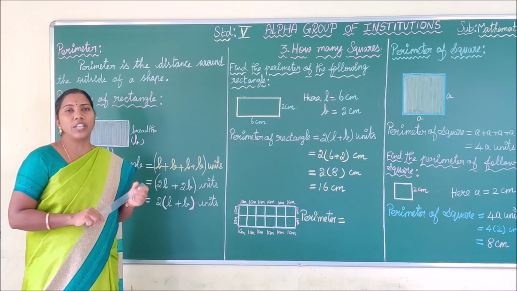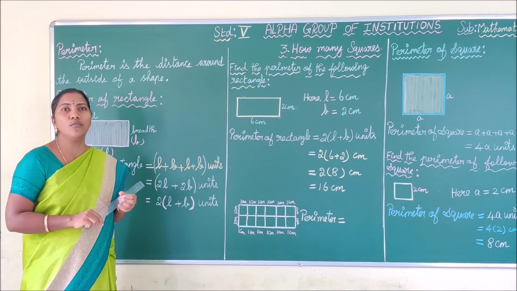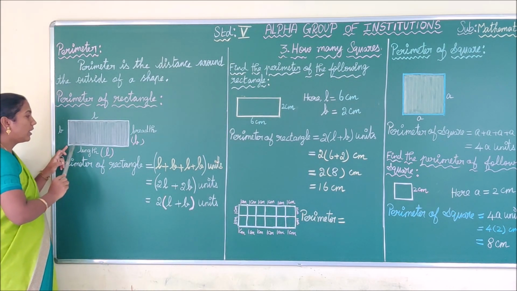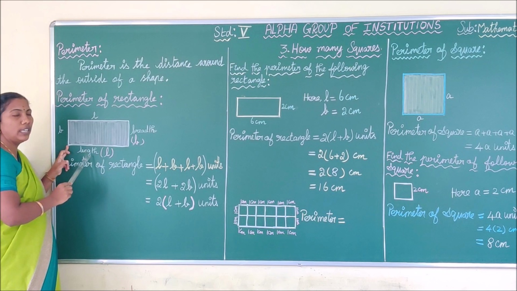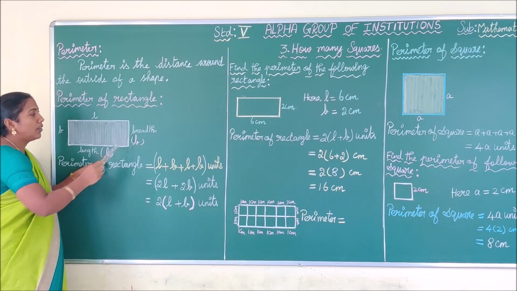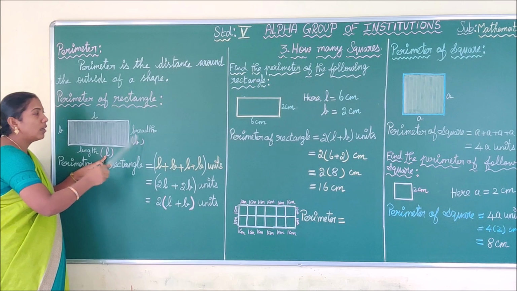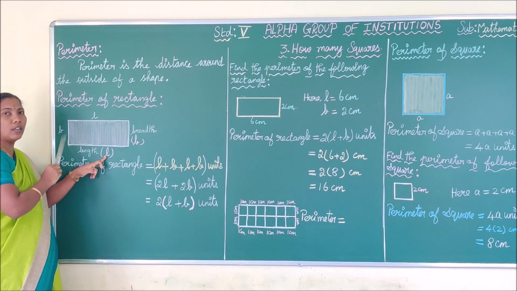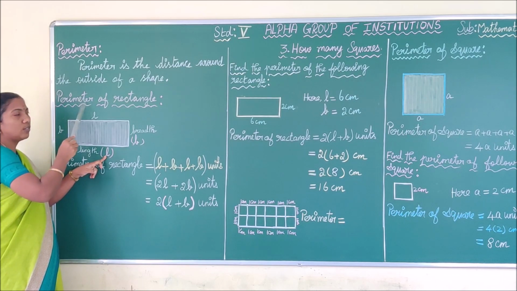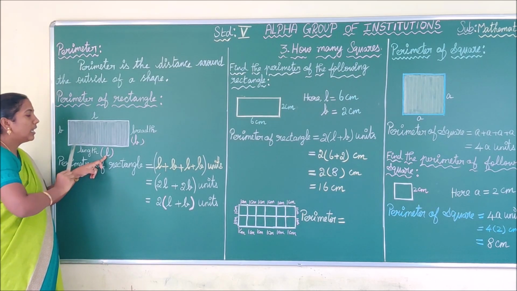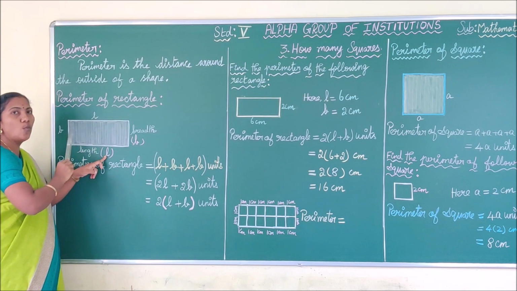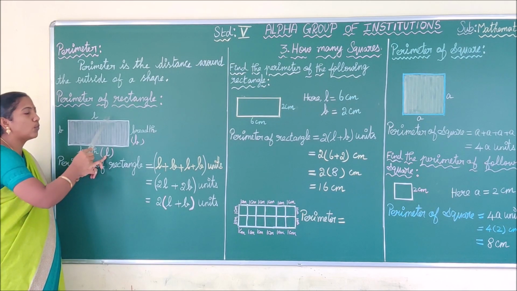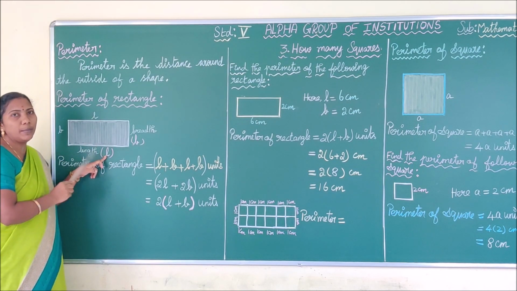Now we are going to derive the formula for perimeter of rectangle. Okay, see here, this is the rectangle. We denote the length by the letter L. We denote the breadth by B. What is the length of this side? L. What is the length of this side? B. How can we find the perimeter of the given shape? By adding the length of all its sides. How many sides does the rectangle have? 4 sides. So by adding the length of its 4 sides, we can get the perimeter of rectangle.